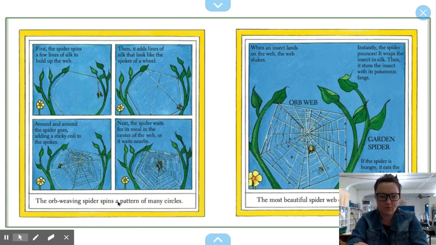The orb-weaving spider spins a pattern of many circles. The most beautiful spider web of all is the orb web. Sounds like an opinion. We have a garden spider. If the spider is hungry, it eats the insect right away. If not, it waits until later.